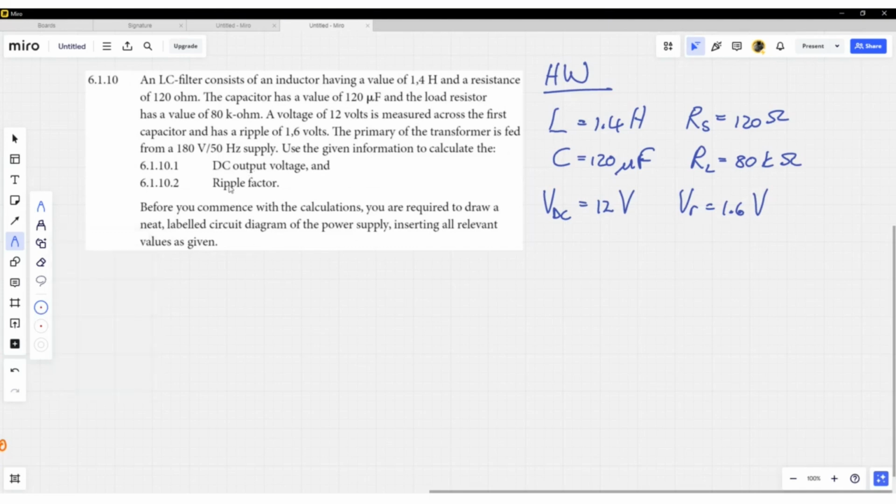Essentially what we need to calculate is our DC output voltage, so that's VDC prime. And our new ripple factor, we need to calculate as well. So that's also going to need us to calculate VR prime as well. Okay, so VDC prime, that's actually quite a straightforward one to do. 6.1.10.1.